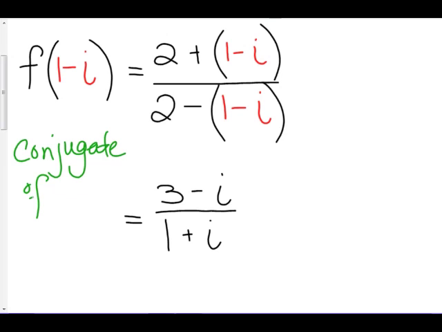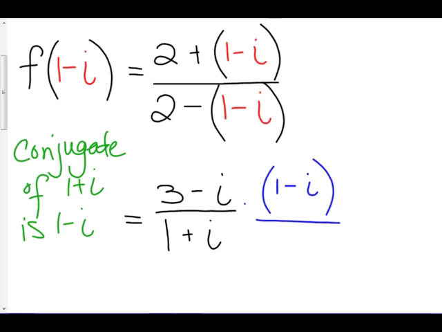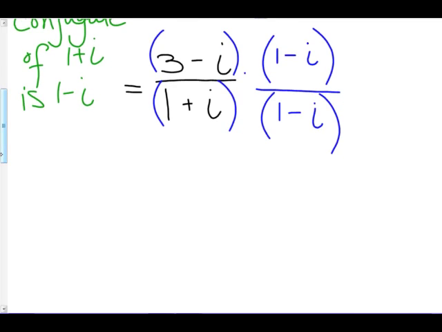Now, we don't want to have a complex number in our denominator, so we have to multiply the top and bottom of this fraction by the conjugate of 1 plus i. And the conjugate of 1 plus i is 1 minus i. So to keep the integrity of this fraction, I will multiply it by 1, which is 1 minus i over 1 minus i. We are using the property of a difference of squares to get rid of the i, because i squared is negative 1.